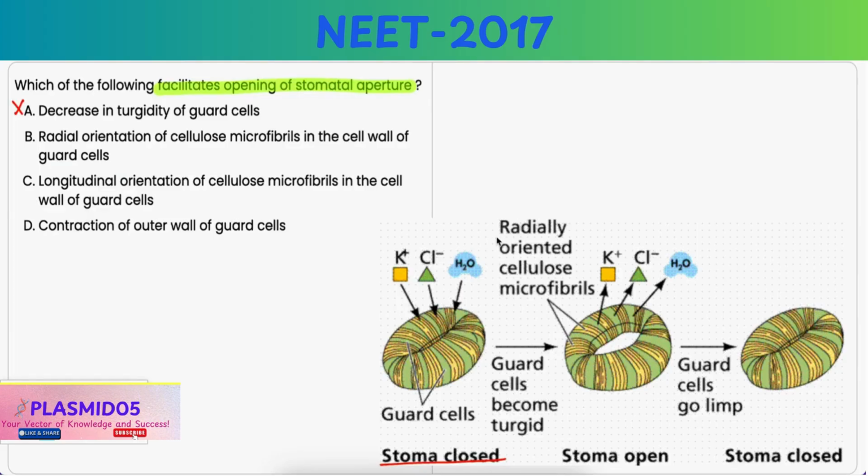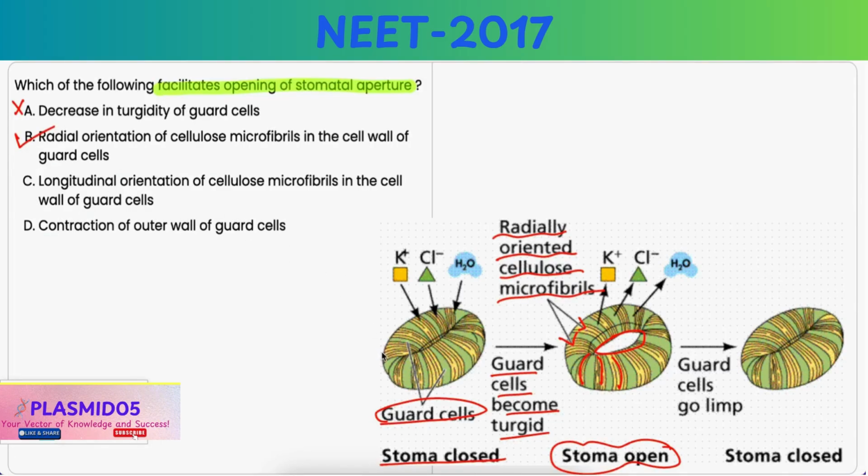Option B, radial orientation of cellulose microfibrils in the cell wall of guard cells. Now, the radial orientation of cellulose microfibrils in the guard cell walls allows the cells to expand in a way that the stomatal aperture opens. And this radial orientation is indeed very important because this arrangement ensures that when the guard cells become turgid, they elongate rather than expanding uniformly in all directions. And this elongation causes the stomatal pore to open. Hence, it is the correct option.